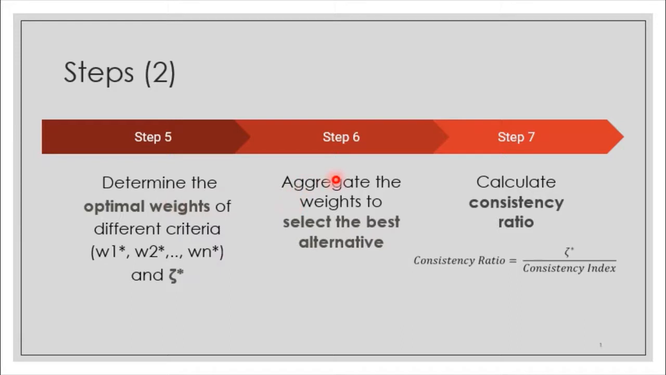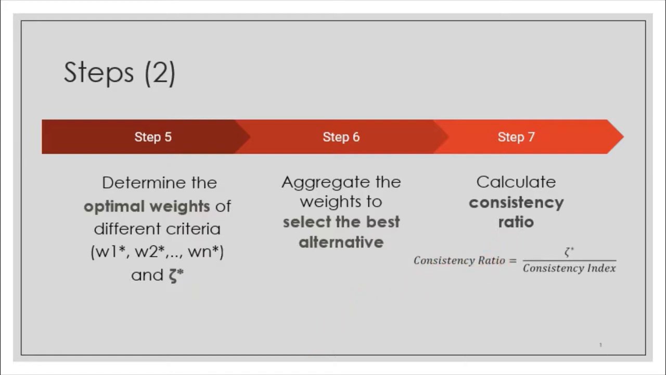In the next step, we've reached the end of our method. We want to select the best alternative among the pool of given alternatives. So we aggregate the optimal weights we calculated in step 5 to reach this best alternative. Next, we want to determine how consistent the comparisons we carried out before were. So we calculate a parameter which will indicate this for us, which is the consistency ratio.